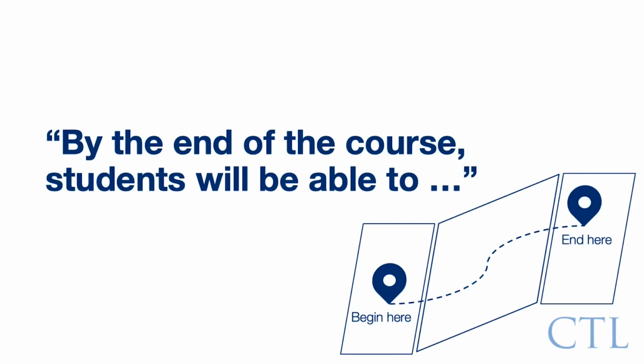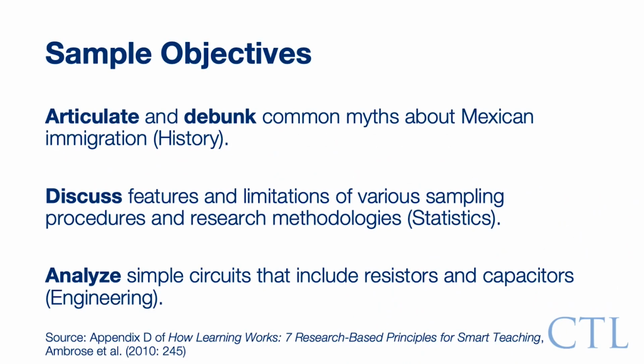Learning objectives commonly follow the sentence stem, "By the end of the course, students will be able to." Let's look at a few examples of learning objectives. For a history course, students will be able to articulate and debunk common myths about Mexican immigration. For a statistics course, students will be able to discuss features and limitations of various sampling procedures and research methodologies. For an engineering course, students will be able to analyze simple circuits that include resistors and capacitors.